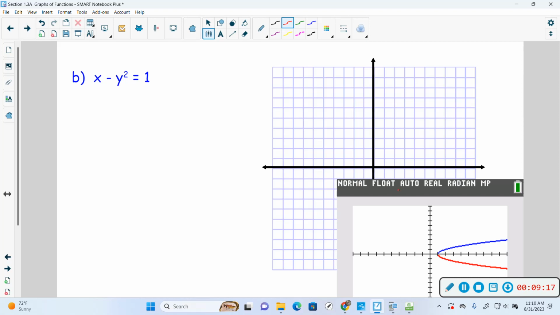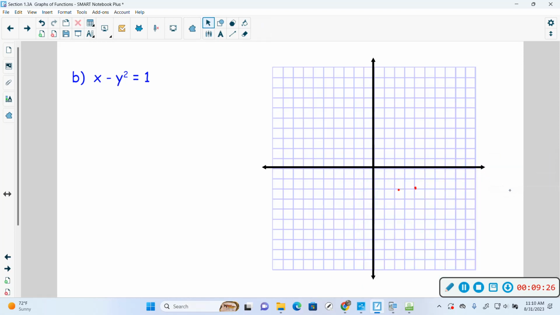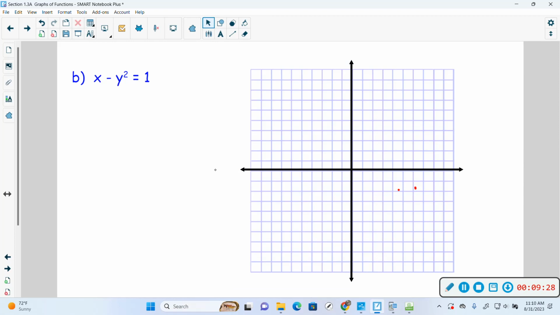Okay, I see some of us using our calculators for this guy here. So let's take a look at this. Move this thing. That's what I want to do. Okay. All right, so let's solve for y. I'm going to subtract x over.